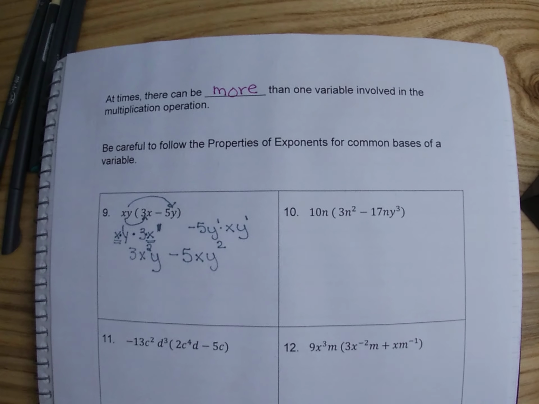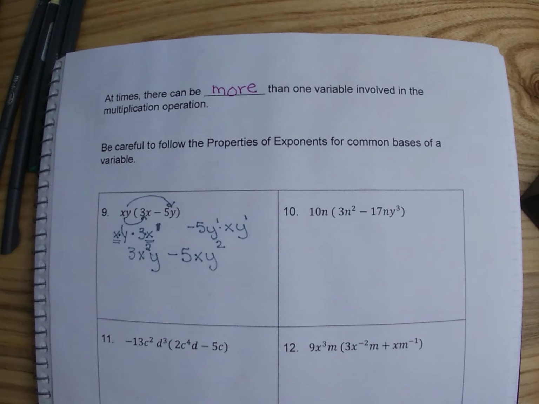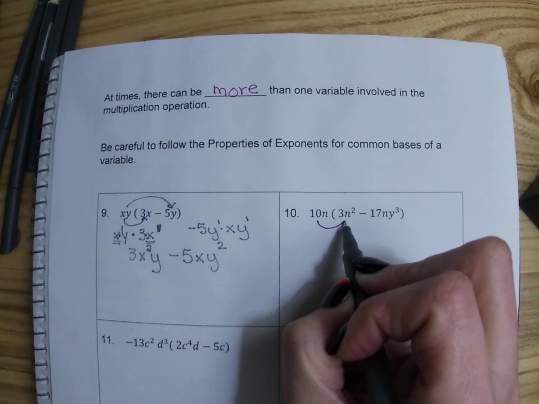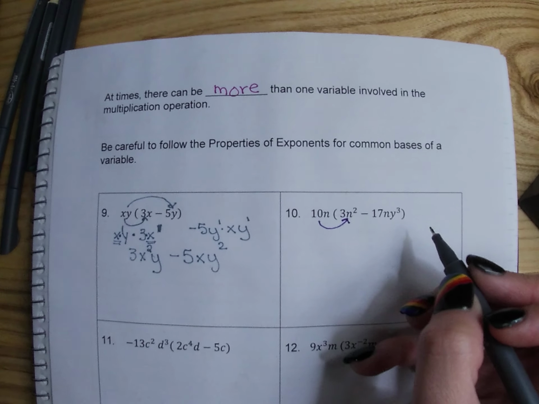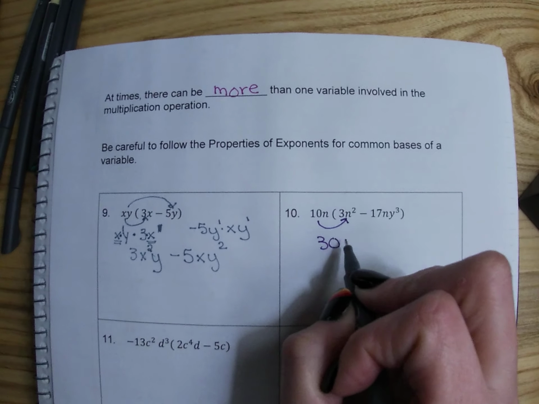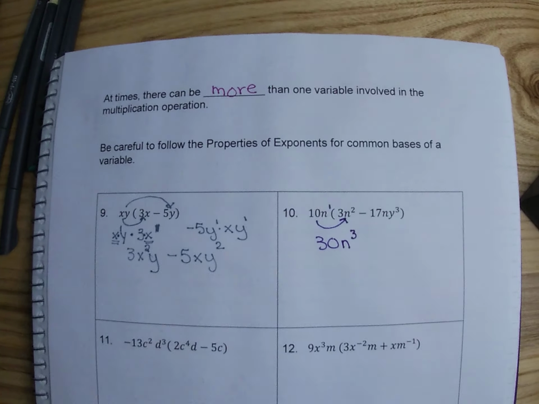Okay, so when I move on to my next one, I'm going to be distributing out a 10n. So if I want to distribute 10n, I'm taking 10n times 3n squared. Those are straightforward, both n's, so those are fine. 10 times 3 is 30. 2 and 1 gives me an n to the 3rd.